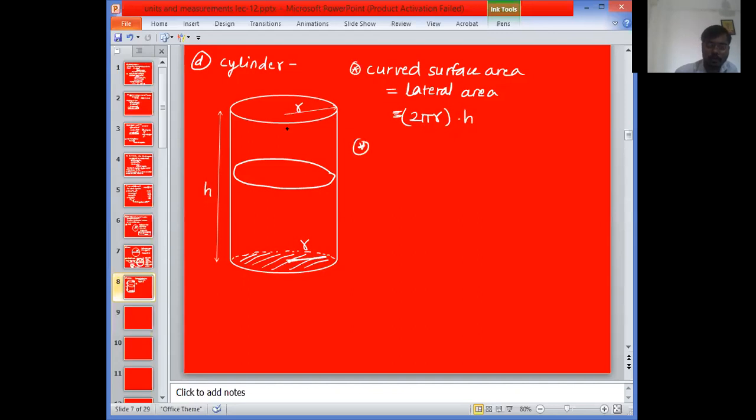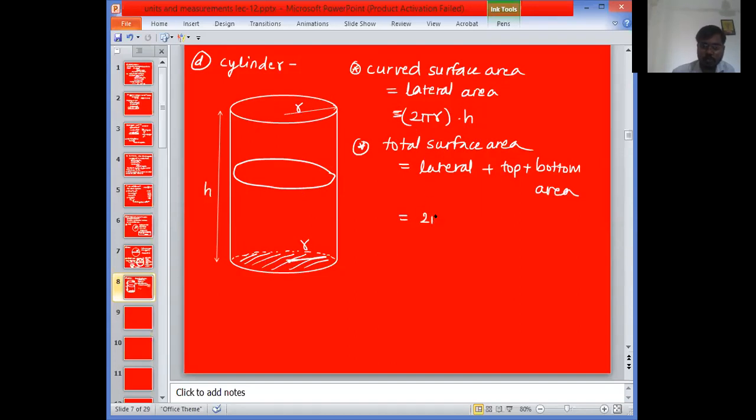The next formula is for total surface area of the cylinder. Total surface area means it has three surfaces: lateral surface, top surface, and bottom surface. So total surface area will be what? Lateral means curved surface area, plus top surface area, plus bottom surface area.